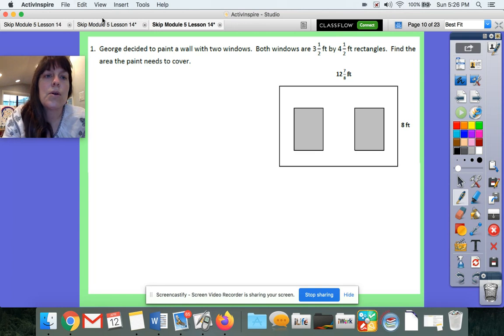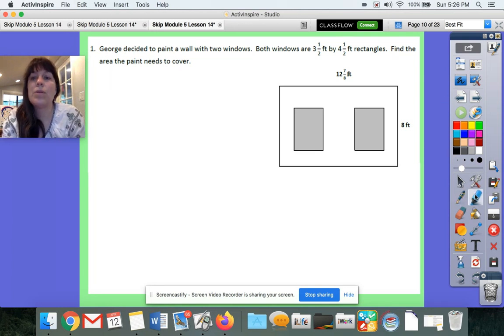Okay, so George decided to paint a wall with 2 windows. Okay, and I'm going to highlight important things. There's 2 windows here. Both windows are 3.5 feet by 4.5 feet rectangles. And then the directions are find the area the paint needs to cover.